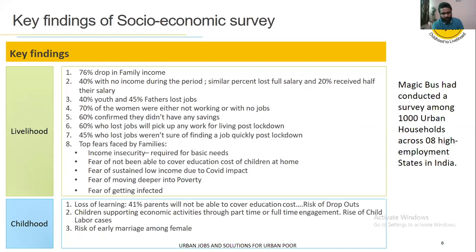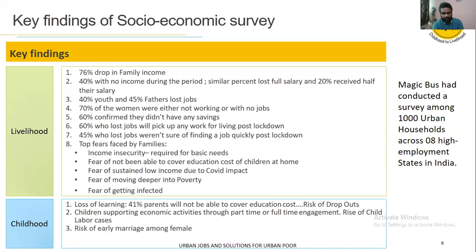What are some top fears that the families faced when we interacted with them? Income security was right on top, and that too for very basic needs. Then, fear of not being able to cover the education cost of children. Families do think about education, particularly, since this is an urban focus study that we did. The majority of them were concerned that they would not have money to support their children's education.